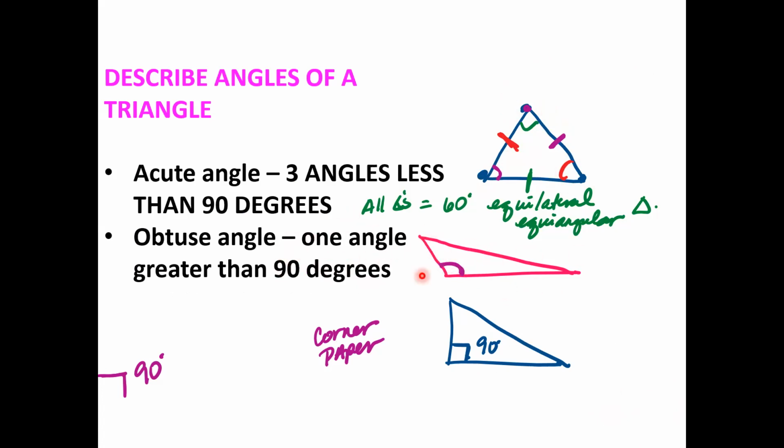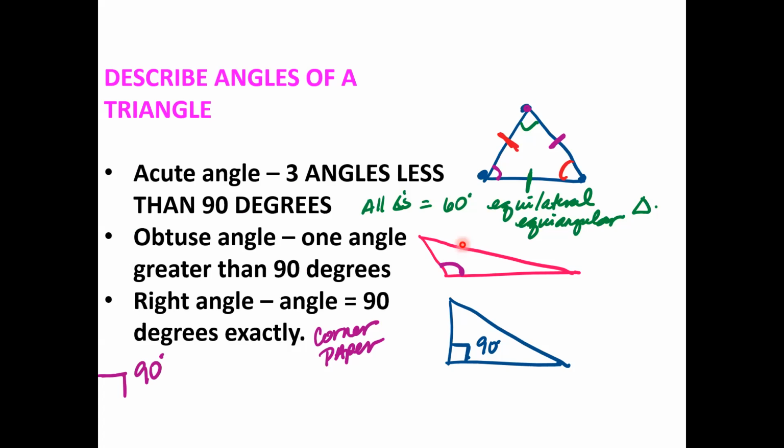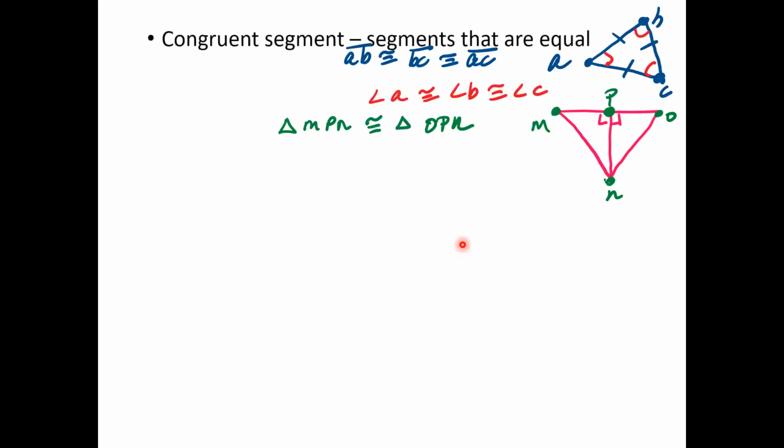Like this right here. If it equals exactly 90 degrees, like the corner of a paper, what is it called? Equal to 90. Right angle. If it equals 180 degrees, like a straight line, what is that called? Straight angle. If it equals 180 degrees, it's called a straight angle. Straight, 180.